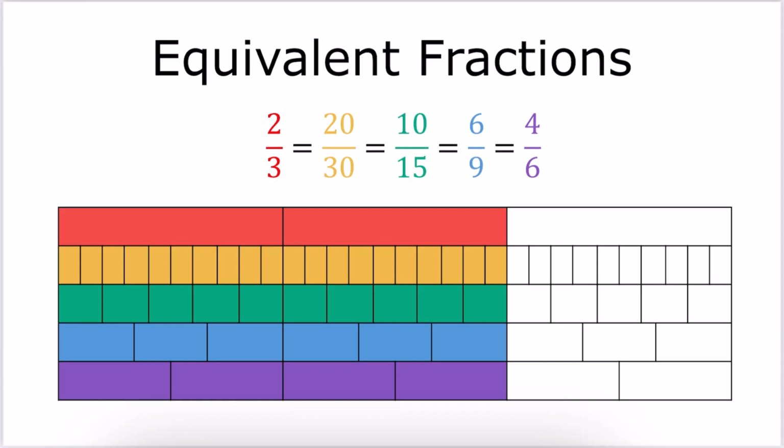So in this case, I used fraction strips to show that 2/3 is equal to 20/30ths, which is equal to 10/15ths, which is equal to 6/9ths, which is equal to 4/6ths. And so this would be another example of how you can show your students that fractions with different numerators and different denominators can still be equal to each other because they represent the same amount.